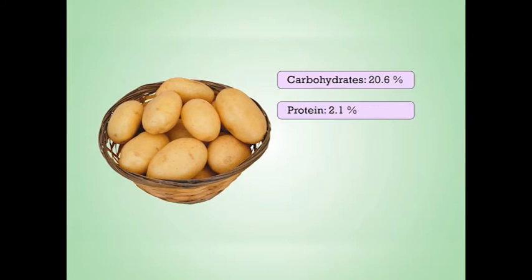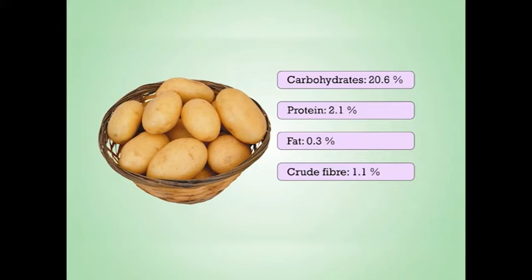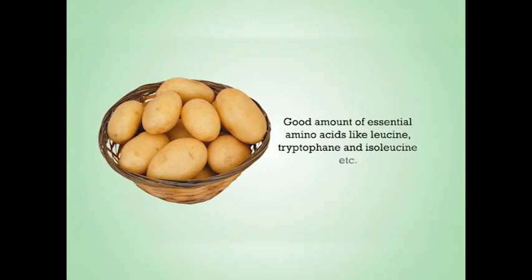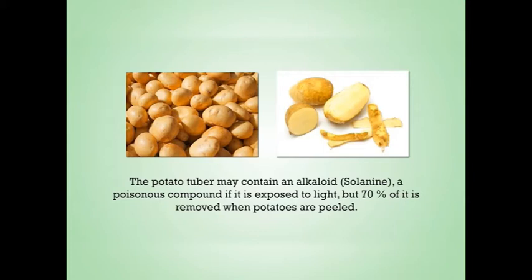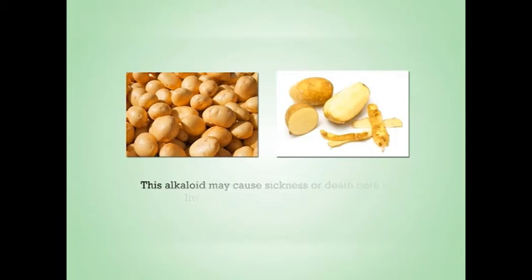It contains about 20.6% carbohydrates, 2.1% protein, 0.3% fat, 1.1% crude fiber, and 0.9% ash, and a good amount of essential amino acids like leucine, tryptophan, and isoleucine, etc. The potato tuber may contain an alkaloid, that is solanine, a poisonous compound if it is exposed to light, but 70% of it is removed when potatoes are peeled. This alkaloid may cause sickness or death both to livestock and human beings.